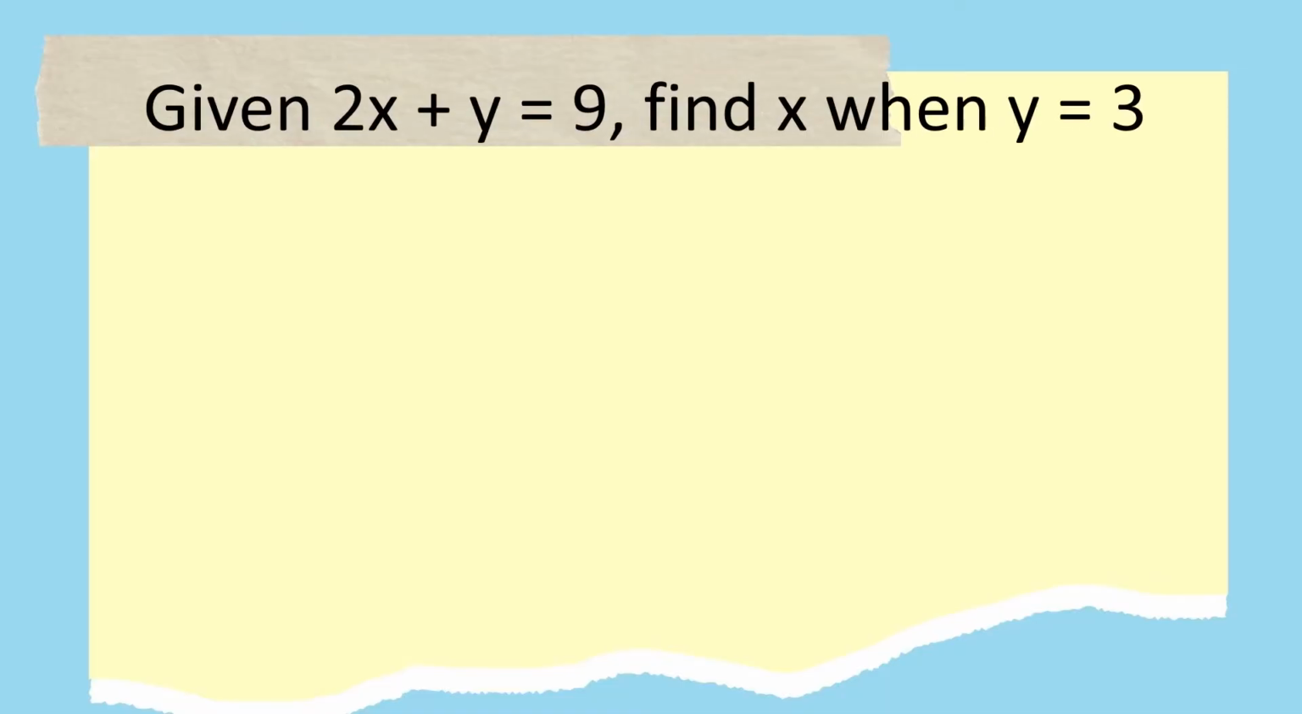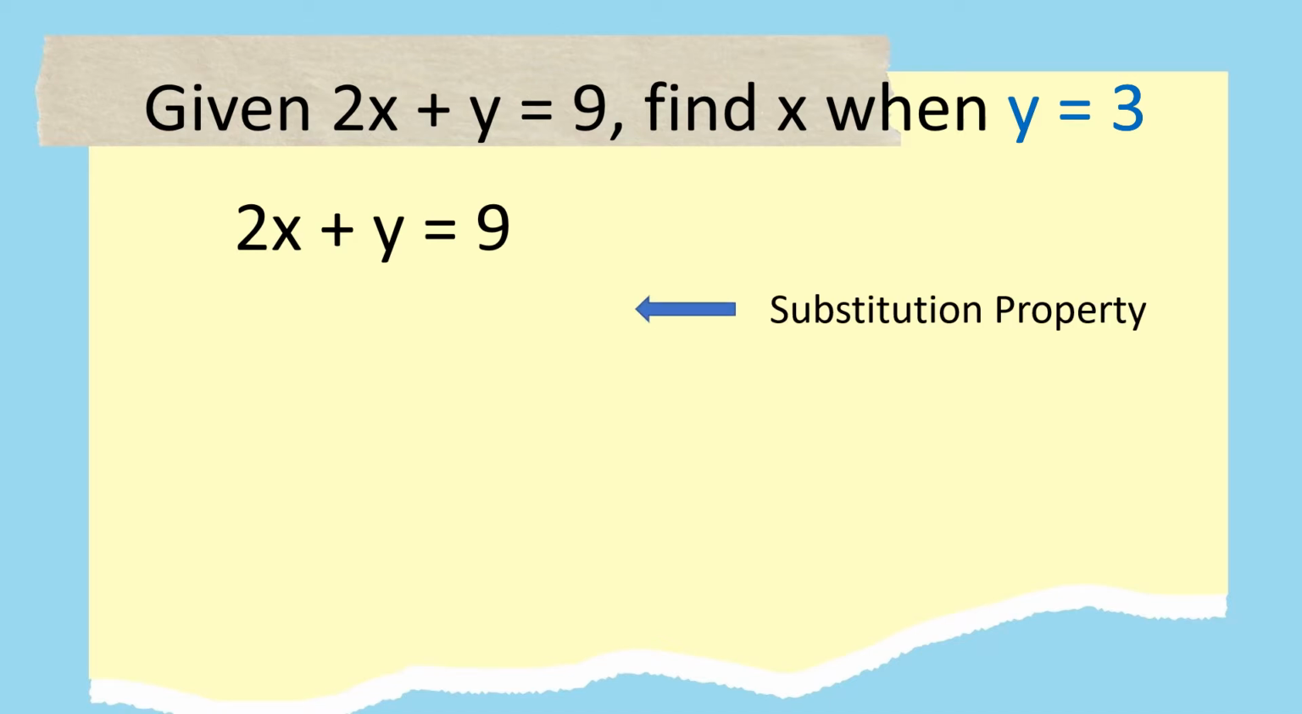Now, let's try this example. Given 2x plus y equals 9, find x when y equals 3. We have a linear equation 2x plus y equals 9. And as we can see in the given, the value of y is equal to 3. So we can find the value of x by substituting it in the given equation, applying the substitution property of equality. So we have 2x plus 3 is equal to 9.